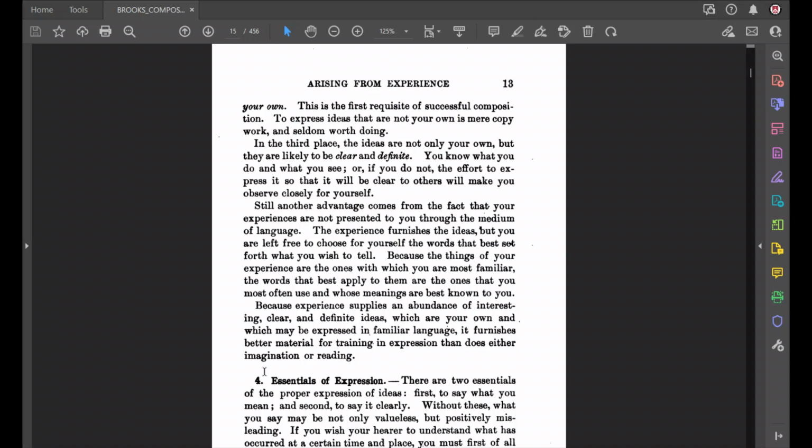The experience furnishes the ideas, but you are free to choose for yourself the words that best set forth what you wish to tell.